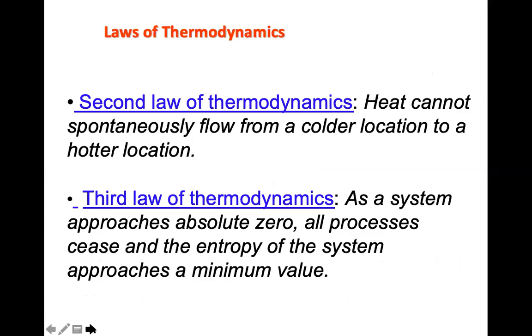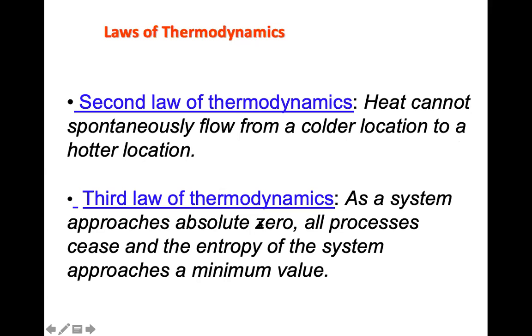Second law of thermodynamics: heat cannot spontaneously flow from a colder location to a hotter location. This is very, very simple because heat always flows from a hotter location to a colder location. But this law says that from a colder location to a hotter location, heat cannot spontaneously flow.